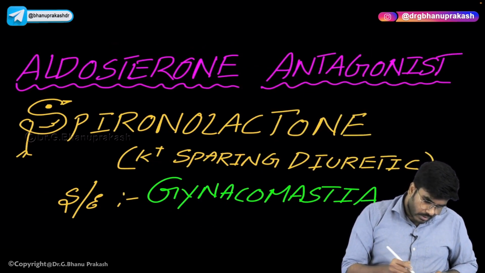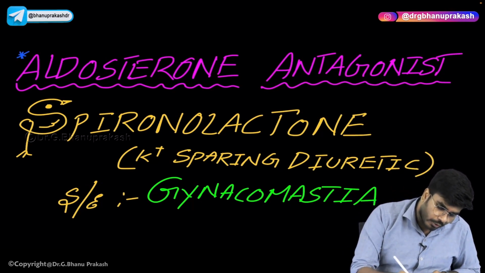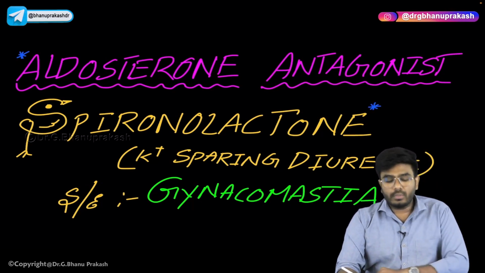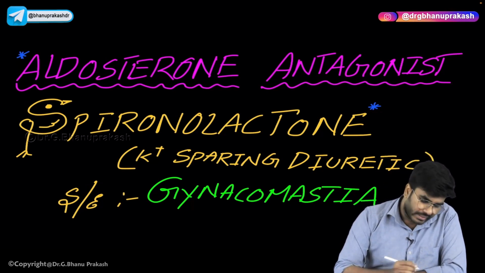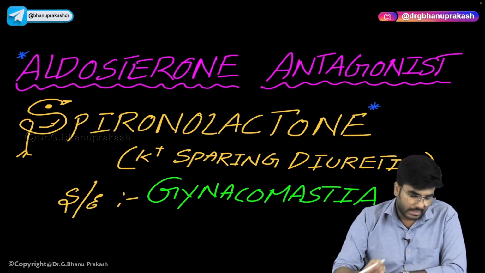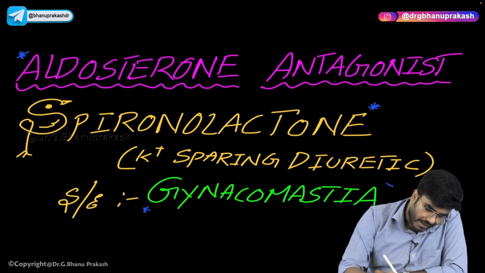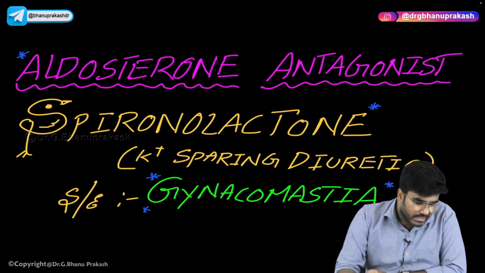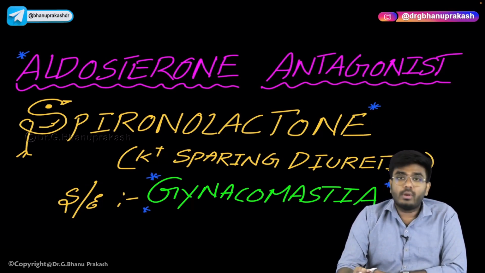One such famous drug is Spironolactone. Spironolactone is an aldosterone antagonist that can also be used. But the important point is, MCQs repeatedly ask, what is the side effect of spironolactone? The side effect of this is gynecomastia, an increase in the size of the breasts. So, gynecomastia is the side effect of aldosterone antagonists like spironolactone.